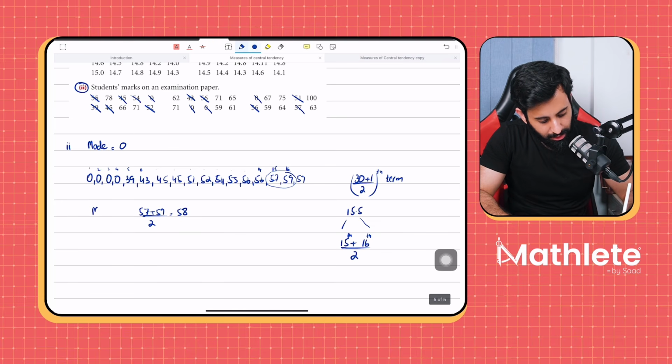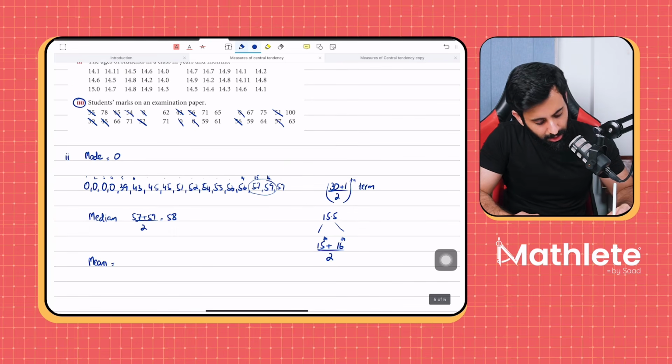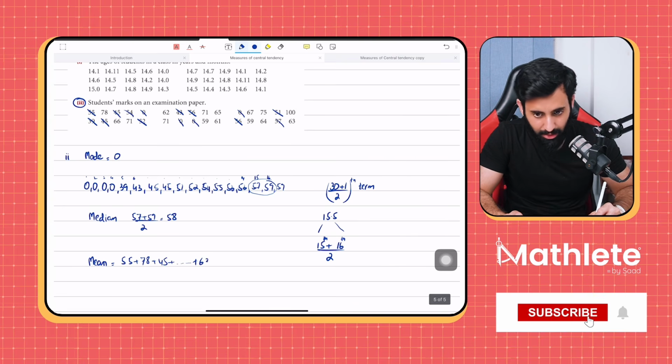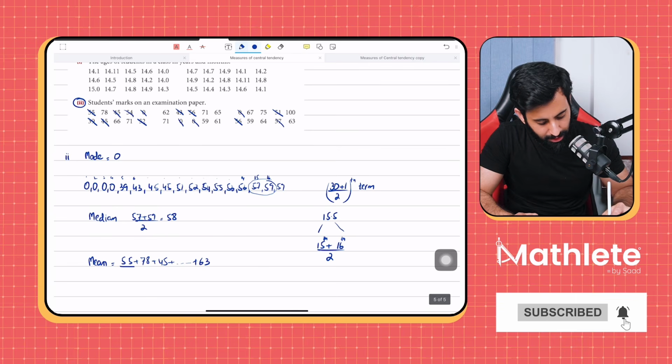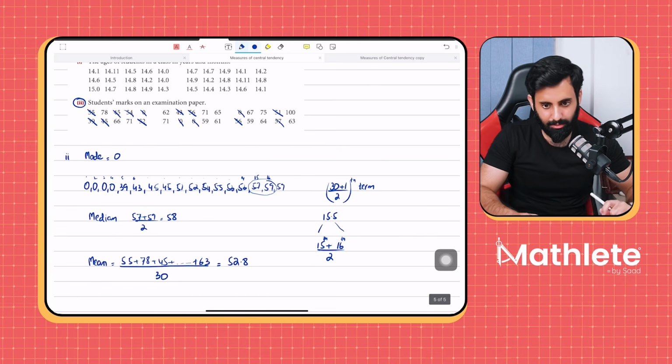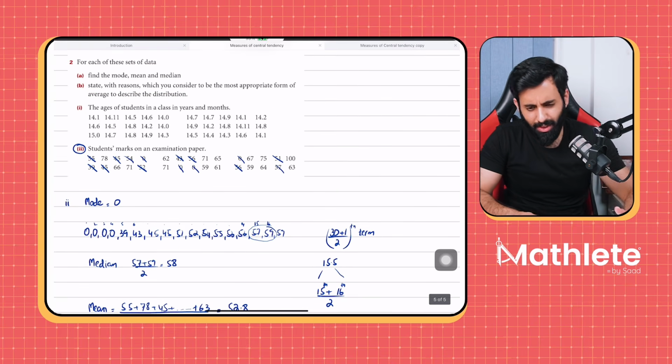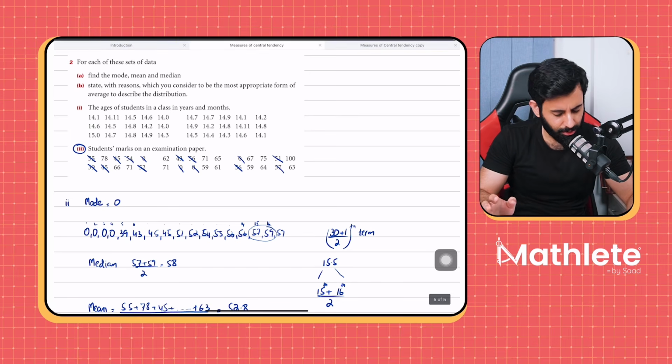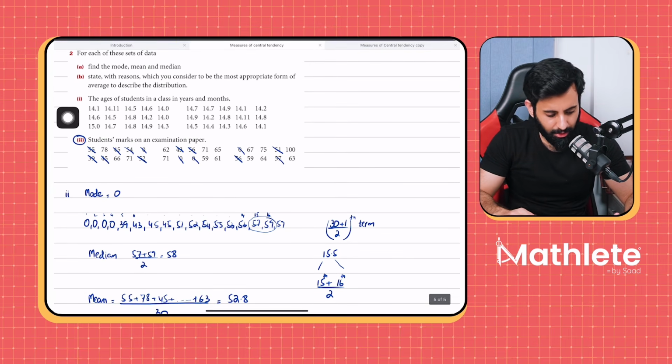Okay. Now what about the mode? Oh, sorry, what about the average? So for average, here's what we're going to do. I'll just write down the answer. We're not going to waste a lot of time. We're going to add all the values, that is 55 plus 78 plus 45 and so on, all the way to 63. We're going to add all these values and divide by the total number of terms, which is 30. And what we get is 52.8. Okay. Now, all of this was revision. Nothing new so far, really. Yes, lengthy questions, but nothing new.